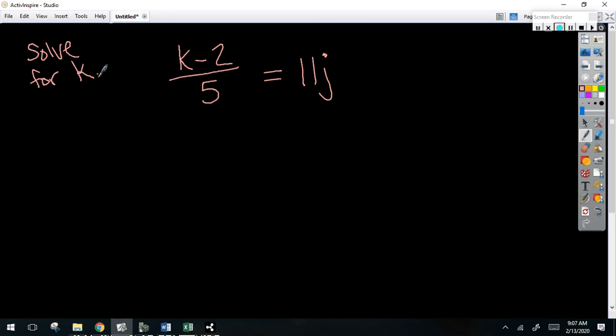Solve that for K. Where's K? On the top of this fraction. So let's think SAD map. And remember, fractions group, right? Yes, you're exactly right. Good job.